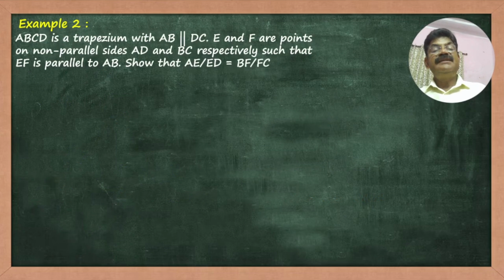Example 2. ABCD is a trapezium with AB parallel to DC. E and F are points on the non-parallel sides AD and BC respectively such that EF is parallel to AB. Show that AE divided by ED is equal to BF divided by FC.